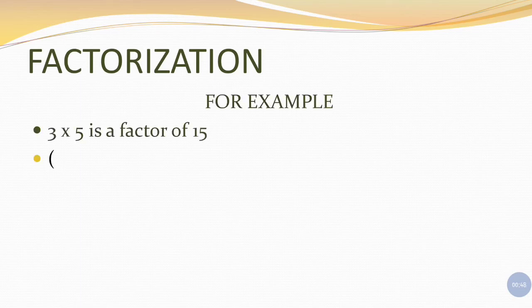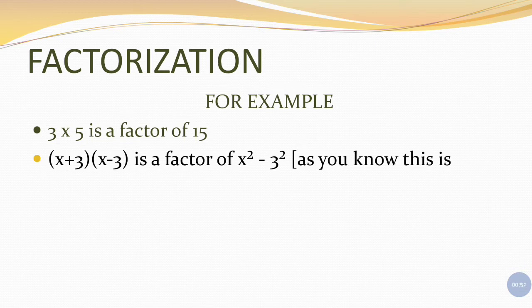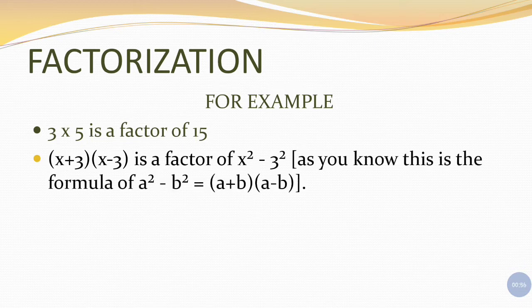So 3 into 5 is a factor of 15. As you know, if you divide 15 by 3, the remainder will come 0. 5 also, the remainder will come 0. But by the product of this, it has to come 15. So 3 into 5 is your factor of 15.